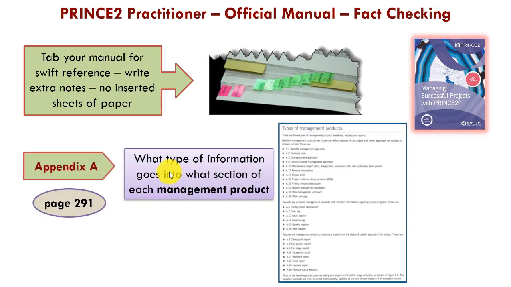So let's start off. Appendix A is where all of your management product templates are stored. Here's page 291. Here's a master list of them all. And if you have any question that's talking about what's within a management product, you can quickly go here and get the right answer. So put a tab in page 291.